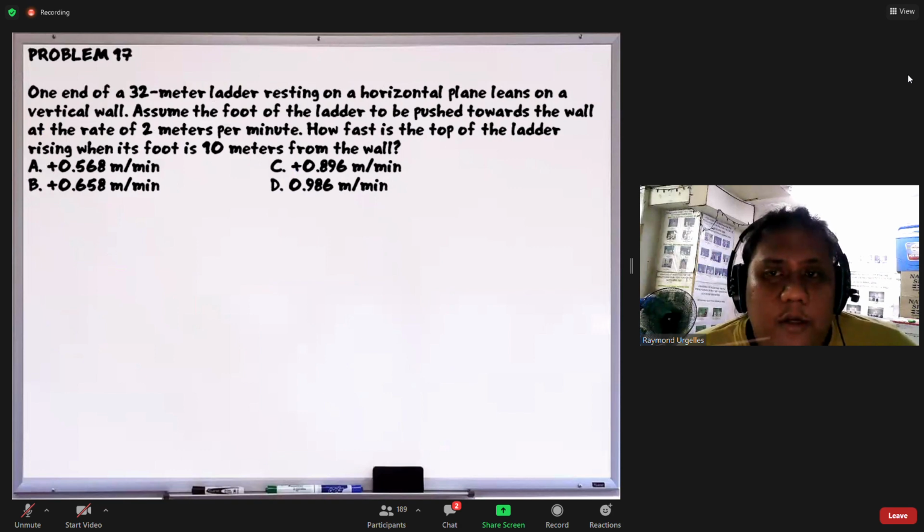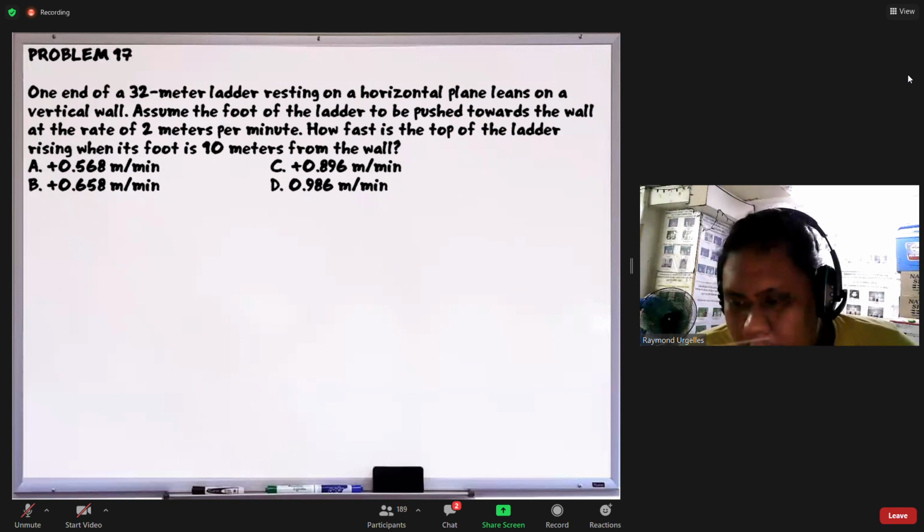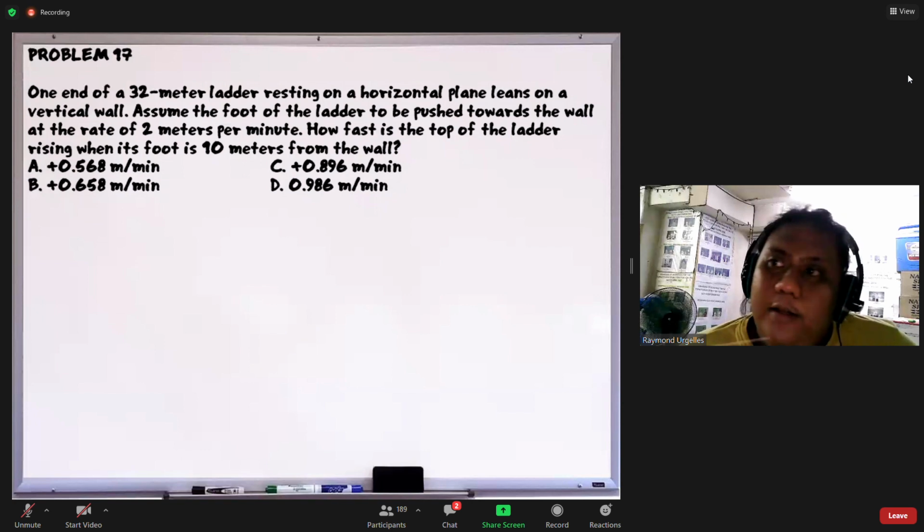Okay? So ito related rate din, diba? Ito isa to sa mga pinaka-common na lumalabas sa board, diba? So yung meron kang wall, then we have a horizontal plane, tapos merong isang something na nagre-rest, diba? So dun sa wall natin, okay? So in this case, we have a ladder, diba? So tapos nag-slide yung ladder.